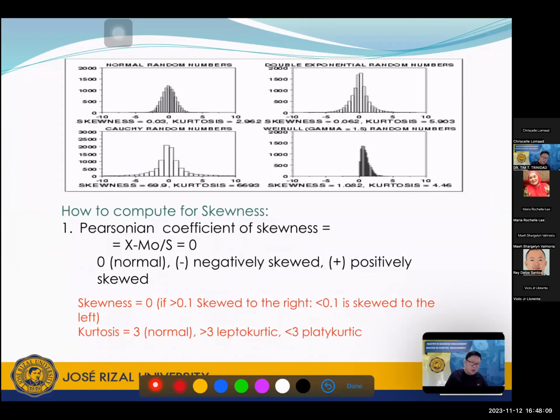So that if your skewness, kunyari nag-compute ka, if your skewness is 0, ibig sabihin there is no abnormality. So if your skewness is 0, what will be the expected distribution?